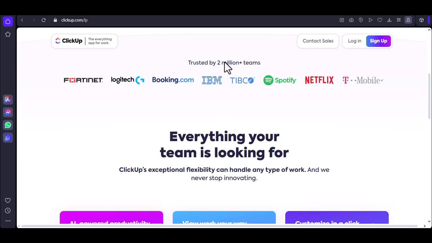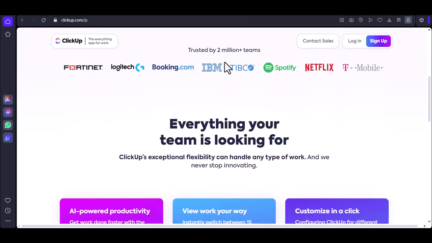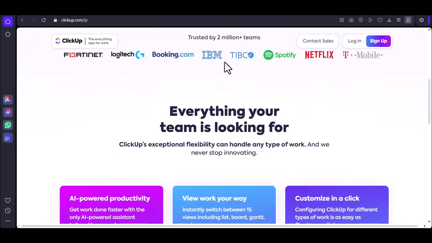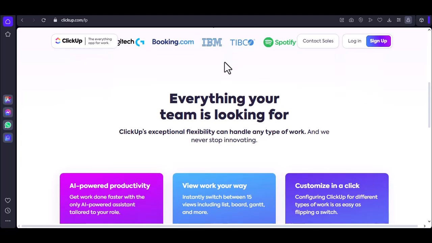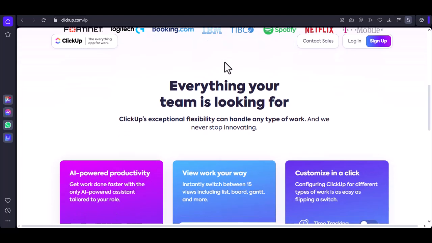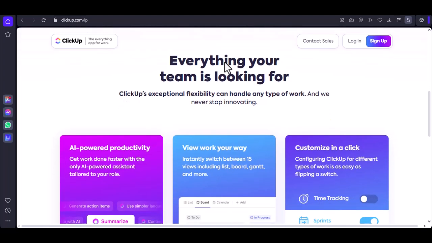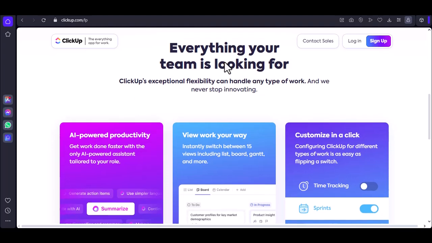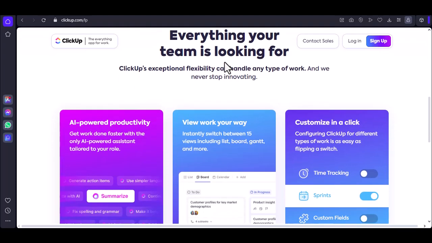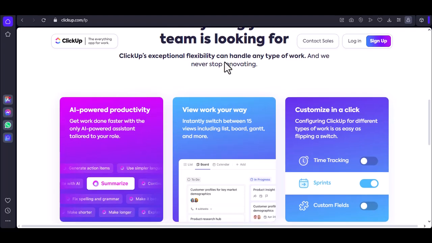Part 1. Understanding ClickUp's core functionality. ClickUp's features. Let's start by understanding what ClickUp does. It's a comprehensive project management tool that offers features like task management, time tracking, collaboration, and more. At its core, ClickUp helps teams organize and execute projects efficiently.